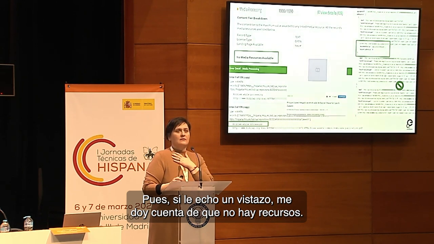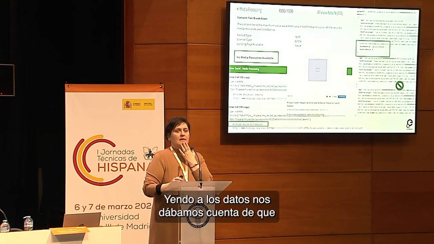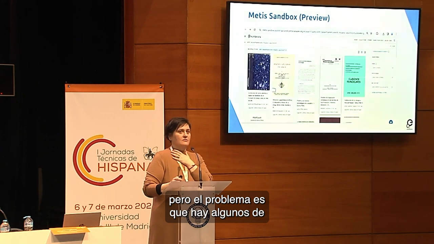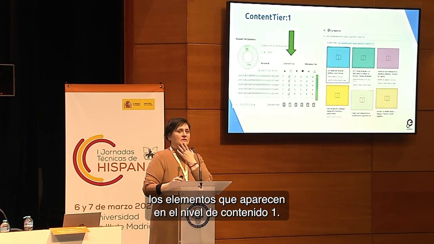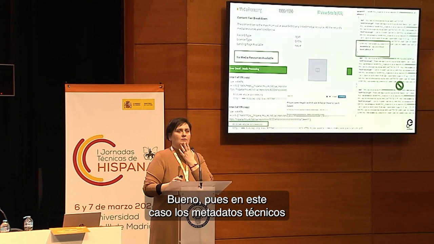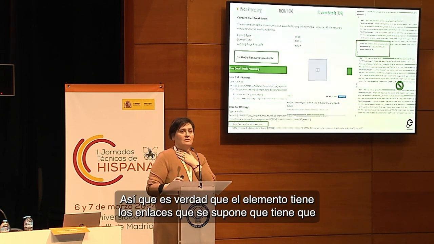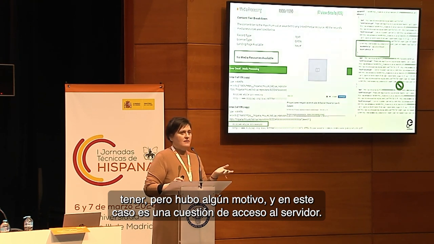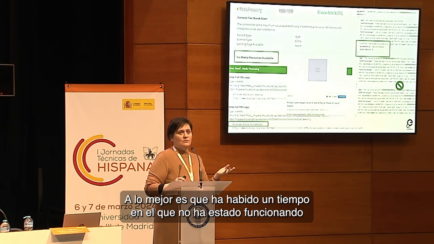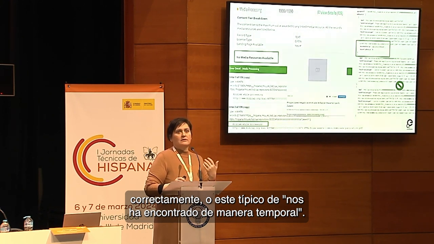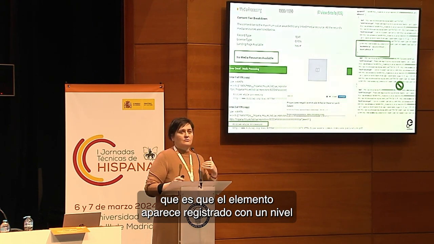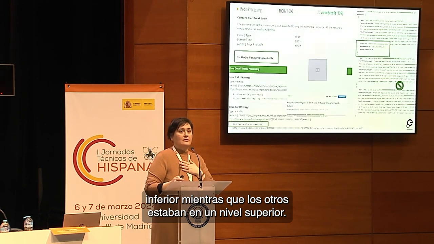If I look closer at this, I see that there's no thumbnail per se. Looking at the data, I saw that there are resources, but then I see some items being in content tier one. So what happened here? In this case, the technical metadata was not being extracted. The item has the links that it needs, but for some reason, it's a case of server access. It was either a timeout or not found or a temporary not found and so on. So in this case, we just see the impact of getting a record into a lower tier, while the others were in a higher tier.